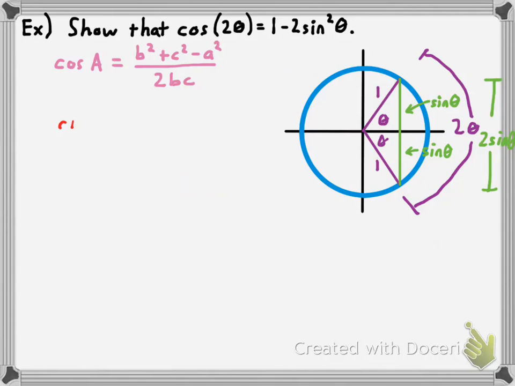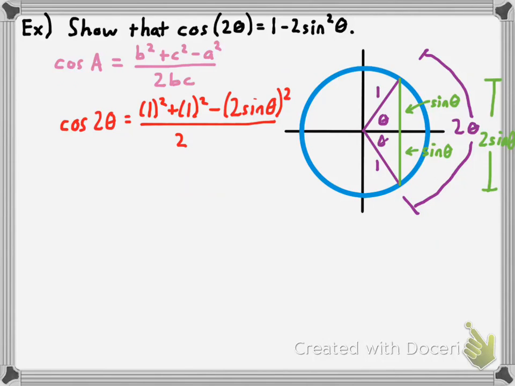So I'm going to say that the cosine of 2 theta equals, and then what I'm going to do is square the 2 legs adjacent to that angle, the ones, and add them together. And I'm going to subtract the square of the opposite side of the triangle, which is the 2 sine theta. Okay, so we'll have minus 2 sine theta squared over twice the product of the sides adjacent to our angle. So 2 times 1 times 1.